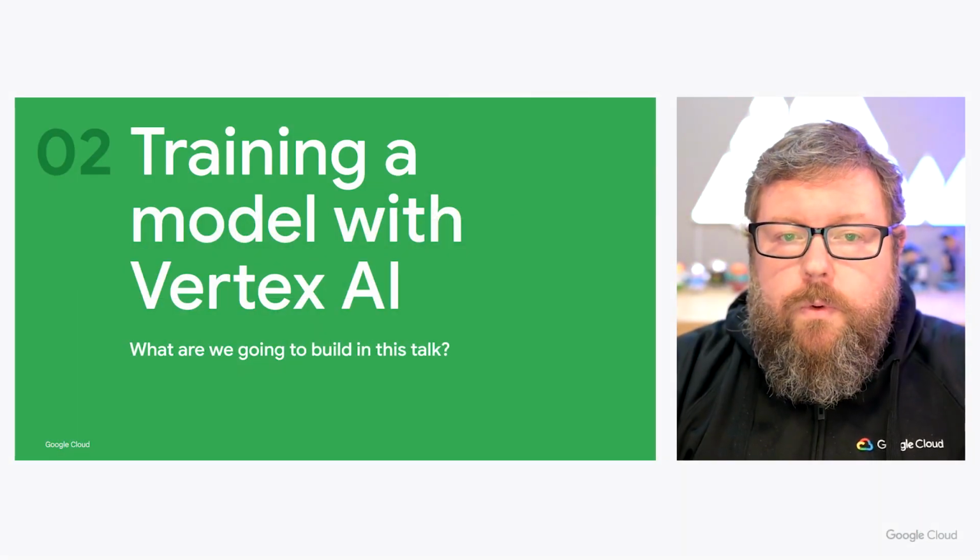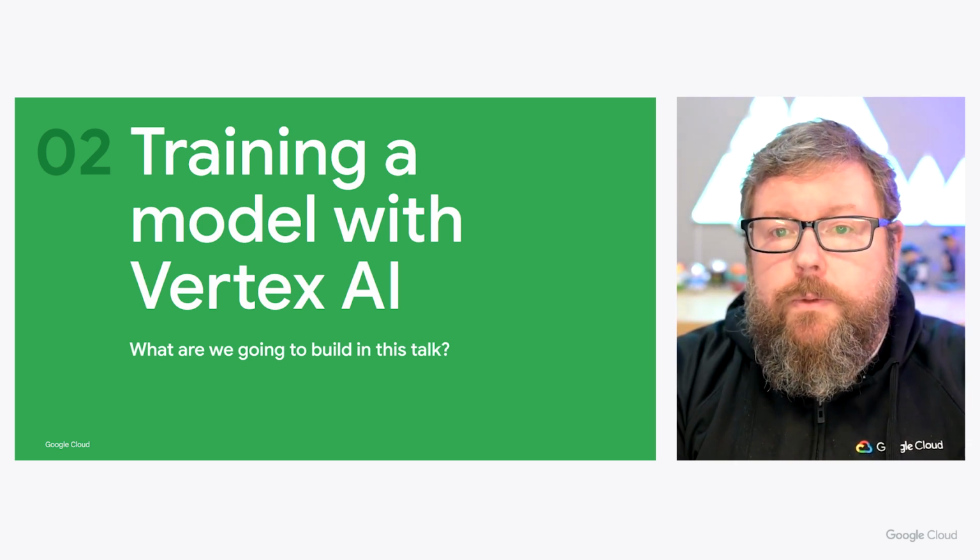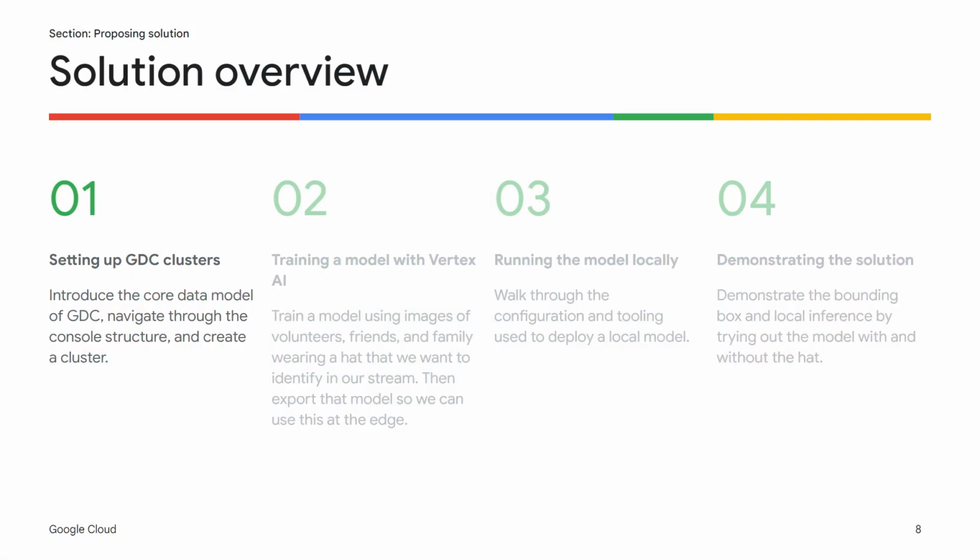So in this talk, we're going to walk through what it means to make an AI that's deployed on an edge. First thing we're going to do is get in and set up our GDC clusters. This video is not an introductory course on GDCE, so we're going to introduce just the core concepts that are necessary to achieve the tasks we need for deploying this application. Next, we're going to train a model. We're going to use a predefined data set of a whole bunch of people wearing hats, so that we're able to do the inferencing from that.